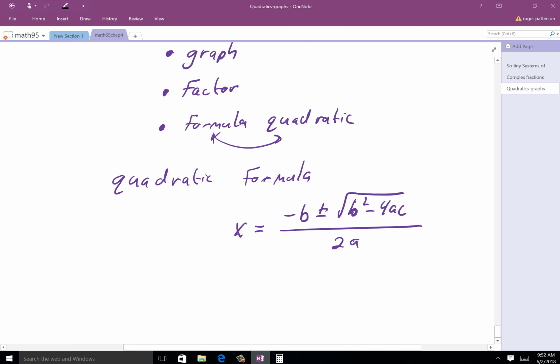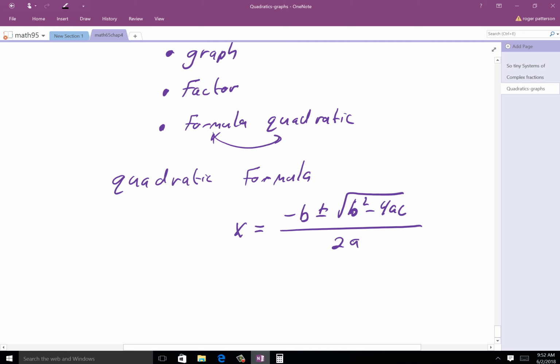Negative b plus or minus square root of b squared minus 4ac, all over 2a. You probably should memorize it, but people go, why memorize? After you've done it 10 times, you've memorized it. It's just there. You won't have any troubles. That's the quadratic formula.